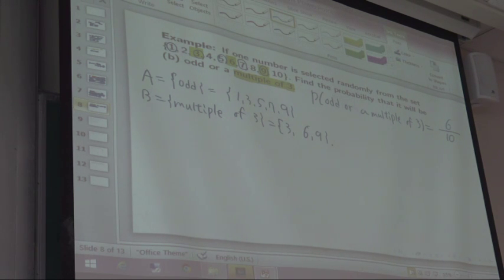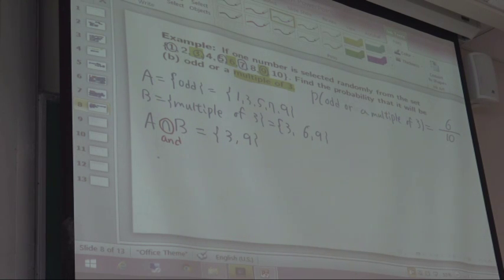Now we know that there is an overlap between these two, right? So there is overlap, A and B. For the AND case, we use this kind of symbol. This symbol is AND. So A and B is the overlap between the set A and the set B. What is the overlap between the set A and set B? 3 and 9. These two numbers are the overlap.